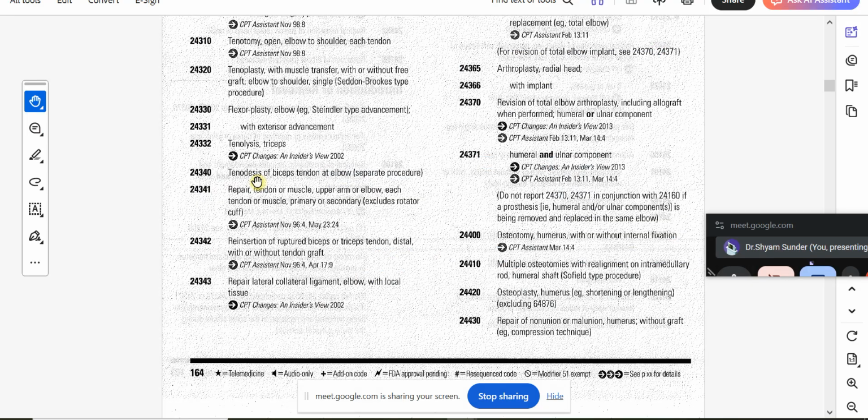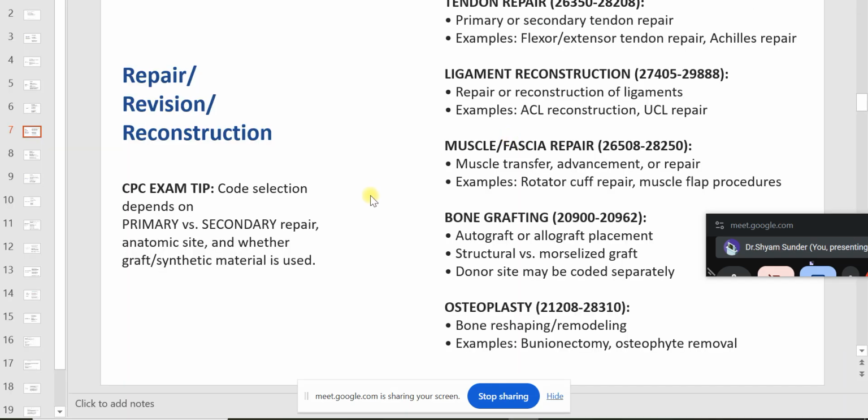You can go to the knee region, you'll find the same thing, knee replacement. Yes, you can use the index also, but if you flip these pages a couple of times, you'll find it easier than going directly to sections.